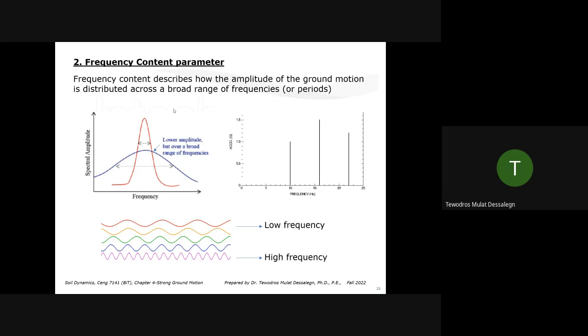You may design your structure for this red one, and you can even use a much larger peak value, but your design is only with this frequency. If you have a structure in this area, let me go to my pen. If you have a structure in this area, it's now not dominating. So the blue one, which is a lower amplitude but over a broad range of frequency, has a much larger acceleration for design. So frequency content should have a larger spread. It shouldn't be a narrow range, or a single frequency.